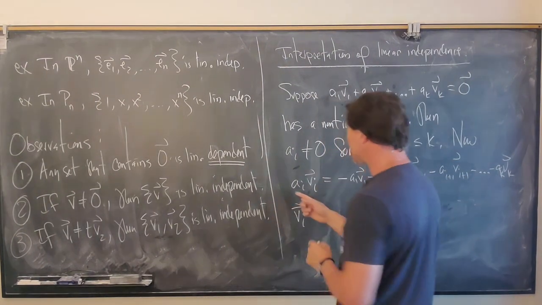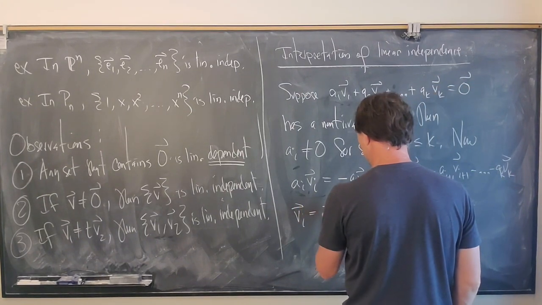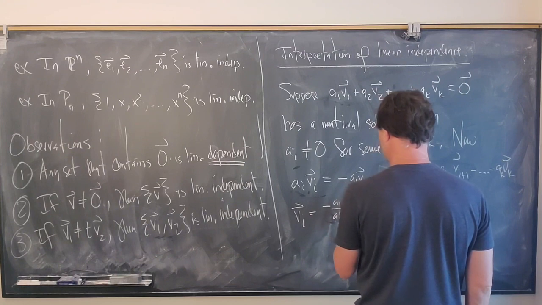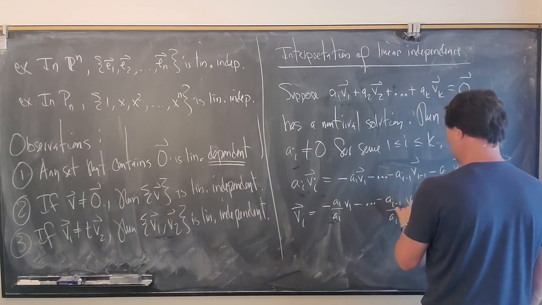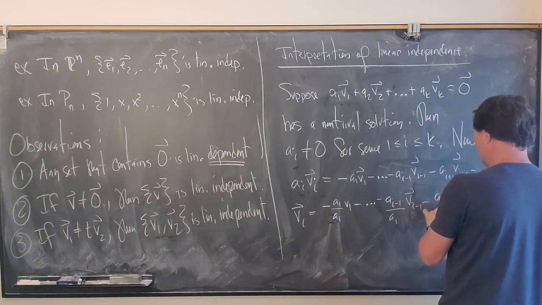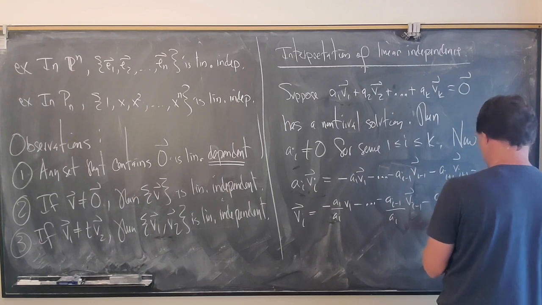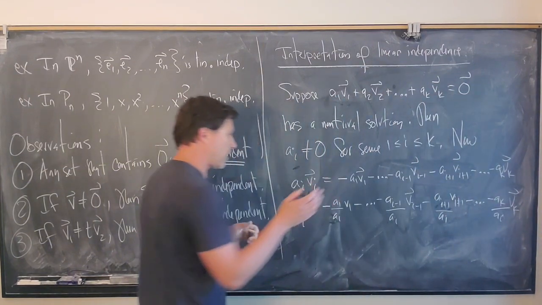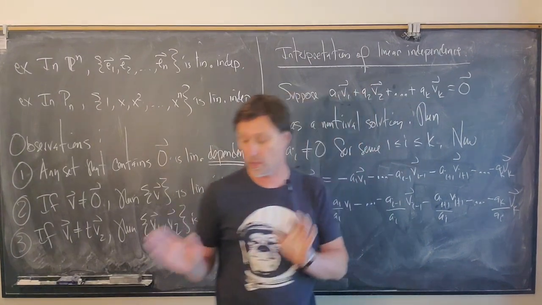So v sub i, because a sub i is non-zero, I can divide both sides of the equation by a sub i, and what we get is minus a1 over ai times v1 minus dot dot dot minus a sub i minus 1 over ai times v sub i minus 1, minus a sub i plus 1 over ai times v sub i plus 1, and then minus dot dot dot minus ak over ai times v sub k. So what we have right here, we've expressed v sub i as a linear combination of all the other vectors.